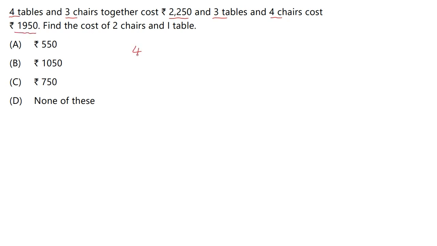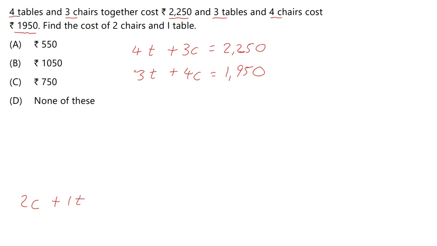Okay, so I'm going to write that down first. 4t plus 3c is equal to 2250. Then we have 3t plus 4c is equal to 1950. Once we have this in place, they want us to find 2c plus 1t. But for that, we need to find out what the values of t and c are.